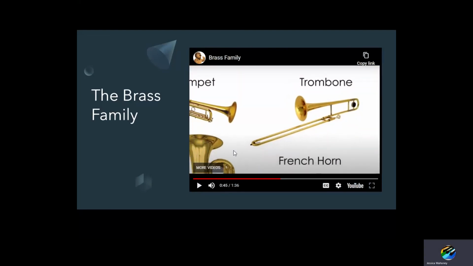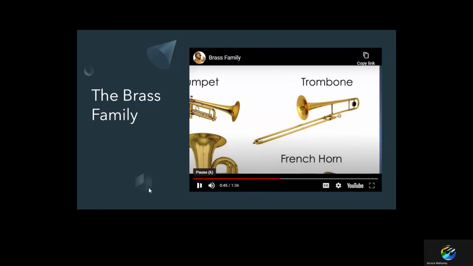Trombone. The trombone is big. You hold it on your shoulder and blow in here in the mouthpiece, and then your arm moves the slide down and back up to change the notes.